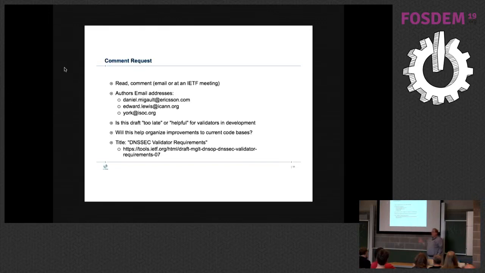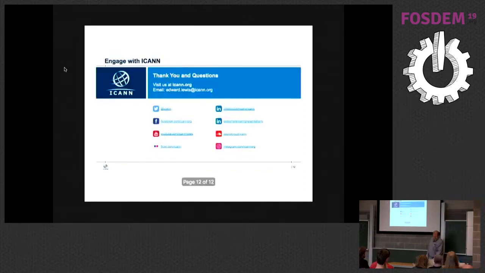A question I have is: is this document going to be helpful to those who are writing code today? Do you think that validators are done and we don't need to worry about this, or do you think this actually has a real open field for being used by somebody? And to help you find the document, the last part has a title, DNSSEC Validator Requirements, and that's a link to find the current version of the document, and you can read it there if you choose to do so. So that's pretty much the end of my talk.